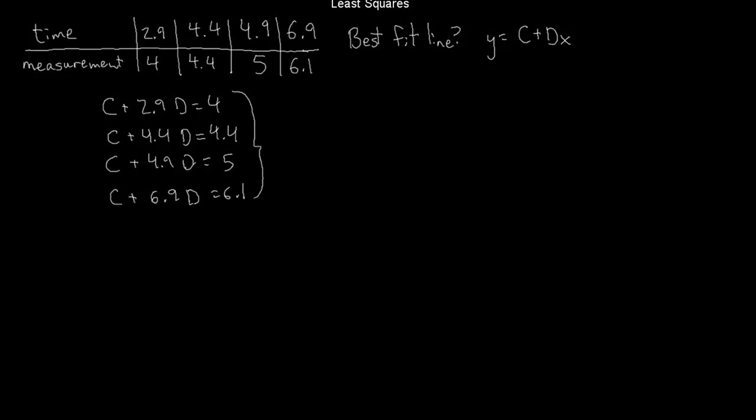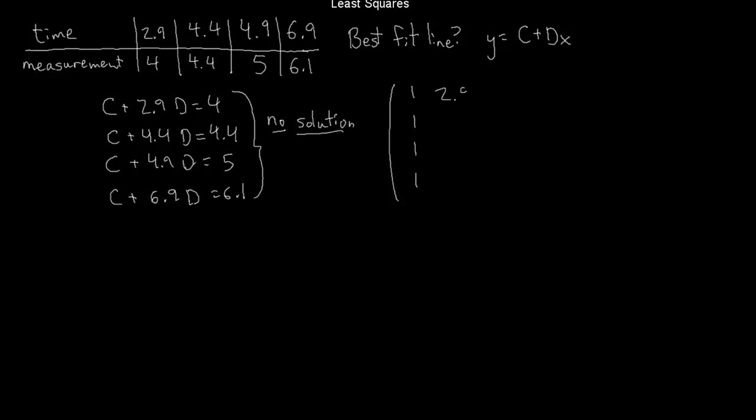But that's a system of equations with not enough unknowns. There's too many equations. There's no solution to this. It's inconsistent. And that's, in essence, the whole point in least squares.